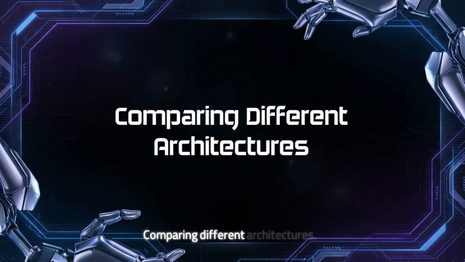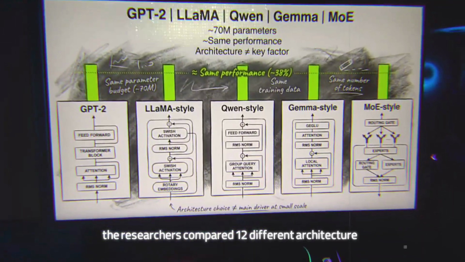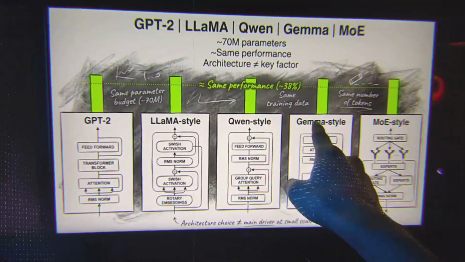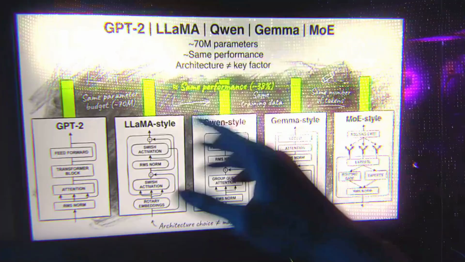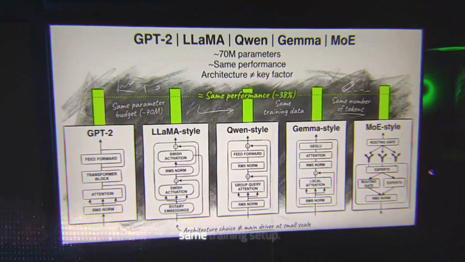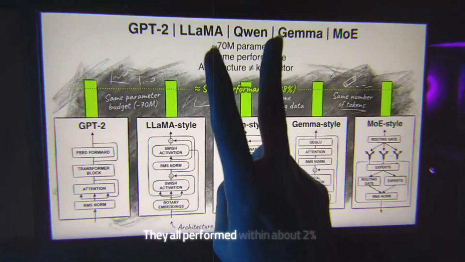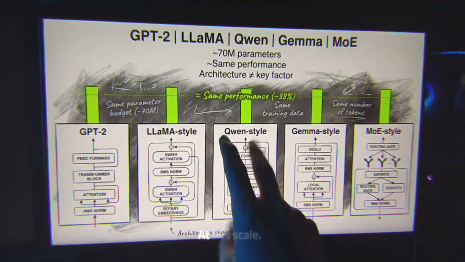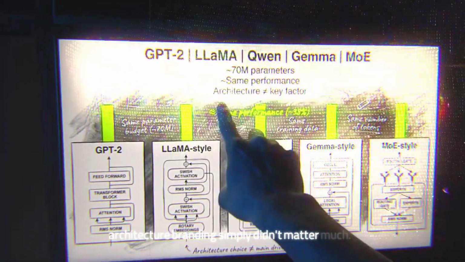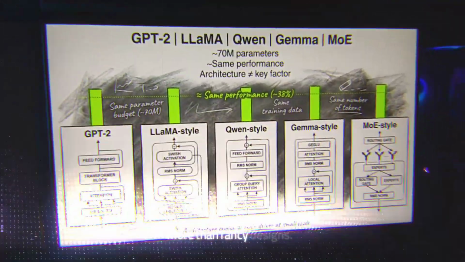Comparing different architectures. Next, the researchers compared 12 different architecture families, like GPT-2, LLaMA, Qwen, Gemma, Mo, hybrid designs, and others. Same parameter count, same data, same training setup. And the results surprised a lot of people. They all perform within about 2% of each other. At this scale, architecture branding simply didn't matter much. Good data and sufficient width mattered more than fancy designs.